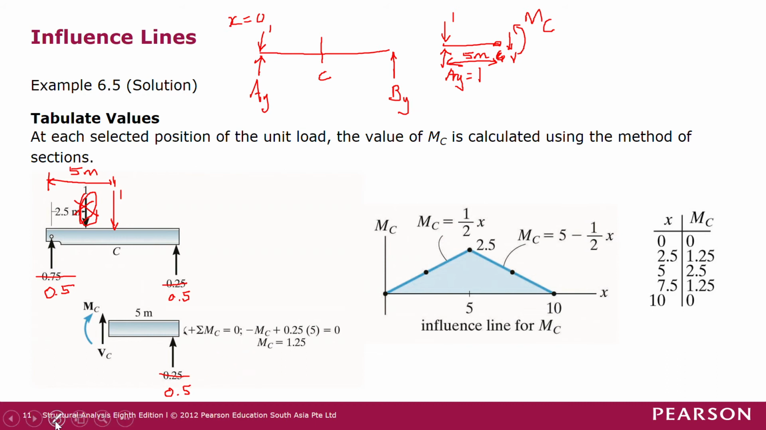Okay, so in this case, when we sum moment at joint C here, we have minus MC plus 0.5 times 5. So MC is equal to 2.5. Alright, so when X is equal to 5, then MC is 2.5. Okay, and then we move on.